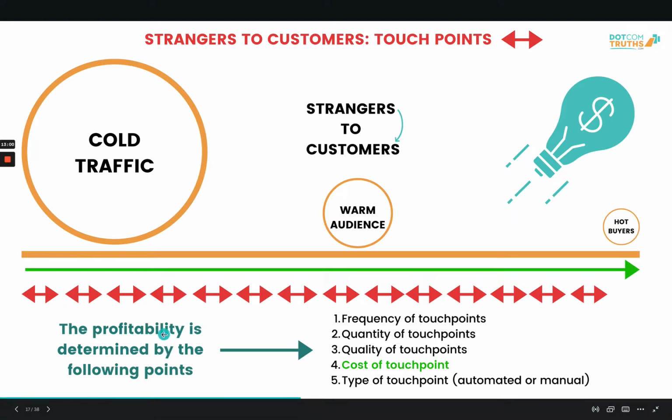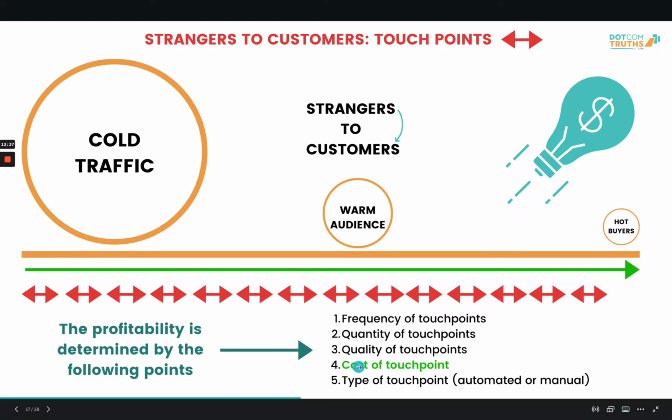But your profitability is determined by these five things. How frequent are your touch points with your audience? How often do you talk to them or communicate with them? The quantity of your touch points, i.e. how many times you are communicating with them. The quality of your touch points, i.e. how good are the points where they notice you. Is it that they see a mention of you? Is it that they receive an email? Is it that they hear about you from a referral? What is the quality of that touch point?